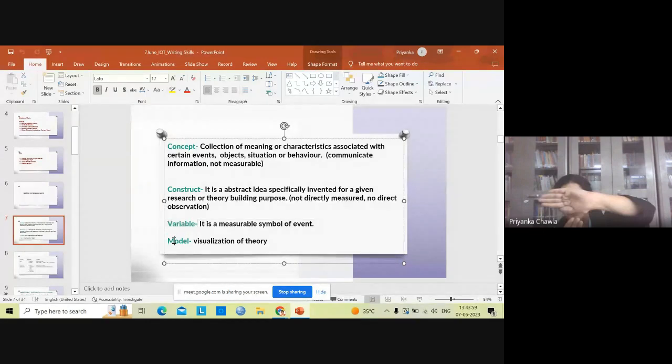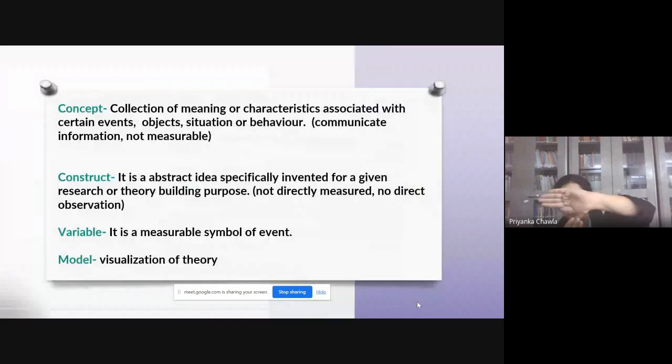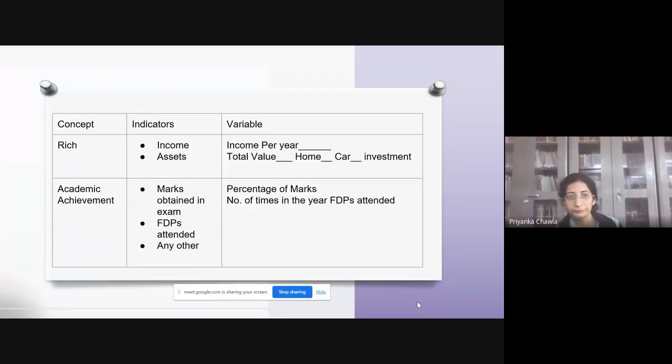And what is a model? A model means with the help of some chart, we visualize the theory. It is a visualization of theory. Let us understand with the help of an example. So rich is the concept, right? What are the variables that show if this person is rich or not? Based on income, total value, home, car, investment.